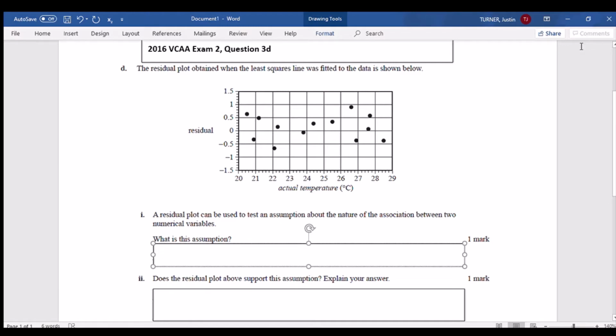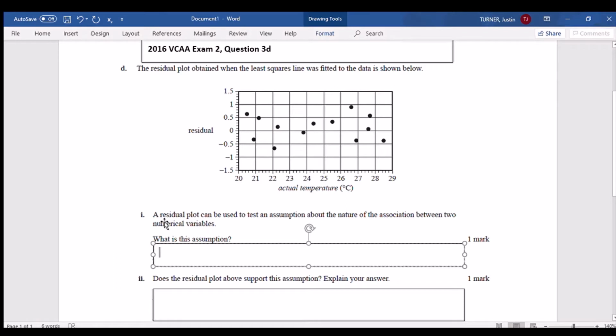Now, because it wasn't touched on a whole lot in the previous video, I do want to do one example regarding residual plots. This one's from the 2016 VCAA Exam 2, and it's question 3D. I really like this question because the two pieces of information it is asking from you are essentially the two key, most important things you need to know about what this residual plot is for and what information you can gather from it. So knowing how to answer these two questions is really important. It's the two key pieces of information you need.